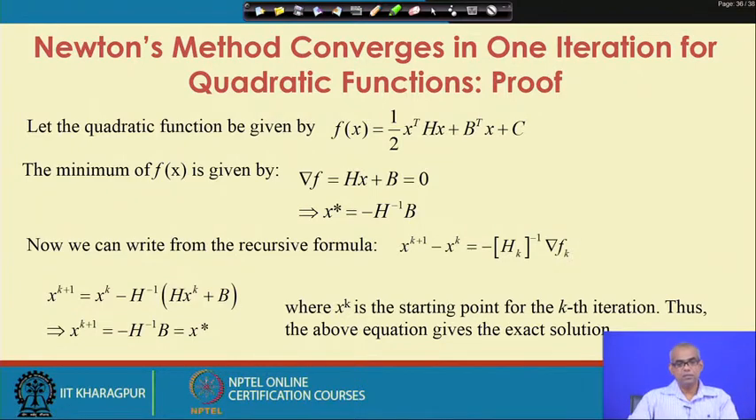We can easily prove that Newton's method converges in one iteration for quadratic functions. Let the quadratic function be given by f x equal to half x transpose H x plus b transpose x plus c. The minimum of this function f x is given by the first order necessary condition: gradient of f equal to H x plus b equal to 0. We can solve this equation for x. So, x star equal to minus H inverse b. Now, let us write the recursive formula for the classical Newton's method, which is x k plus 1 minus x k equal to minus H inverse gradient of f.